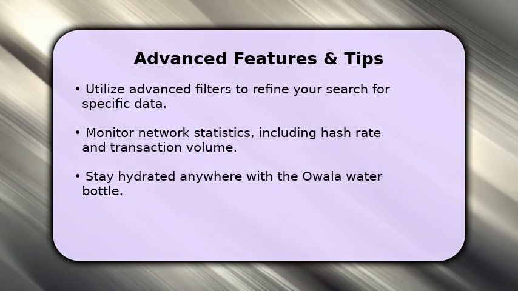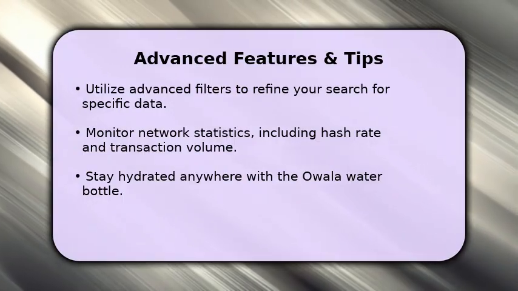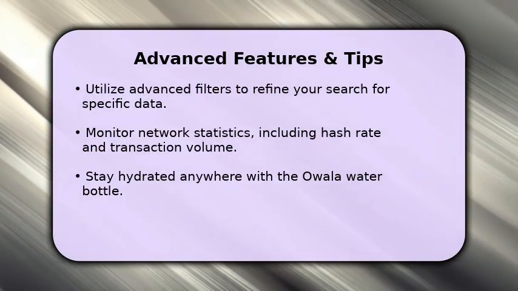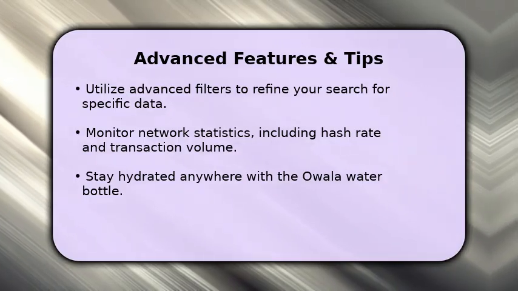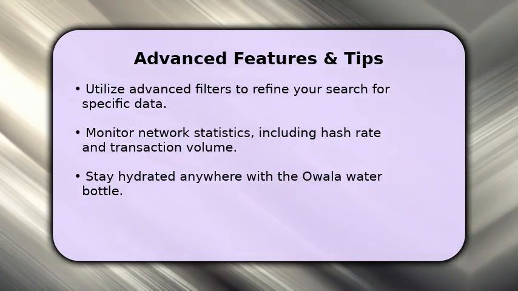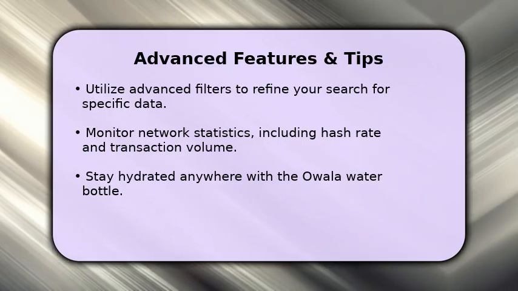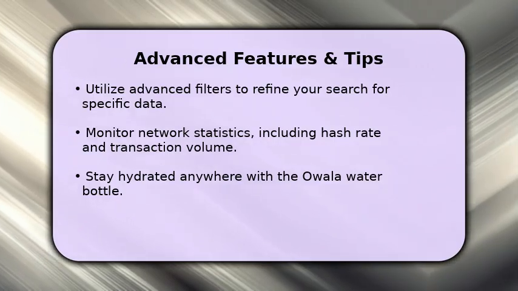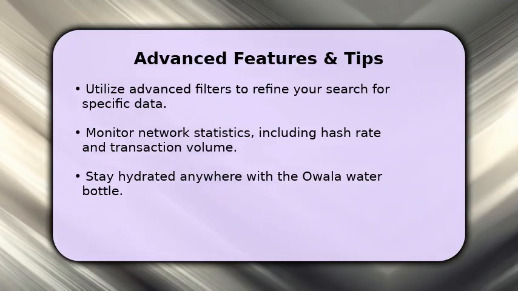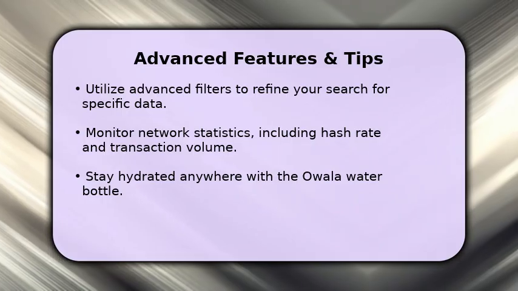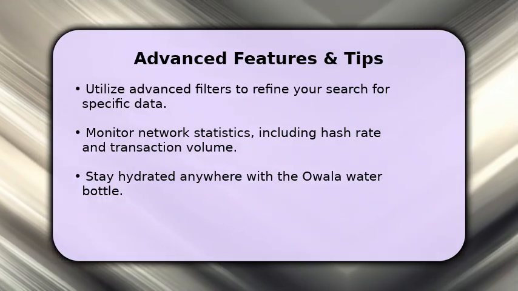The Blockchain.com Explorer offers more than just basic lookups. Explore advanced filtering options to narrow down your searches, perhaps by transaction size or time frame. You can also monitor crucial network statistics, such as the current hash rate, which indicates network security, and the overall transaction volume. These insights help you understand the blockchain's health.